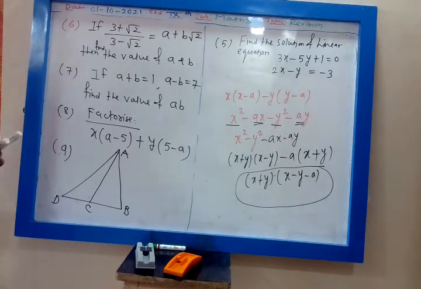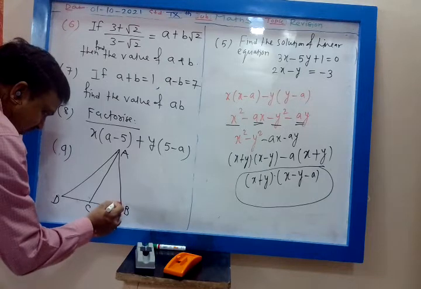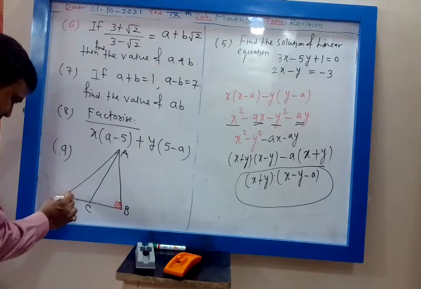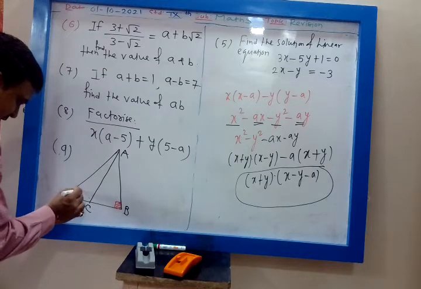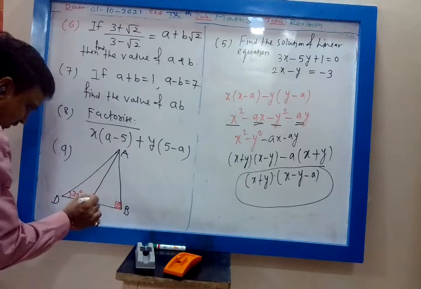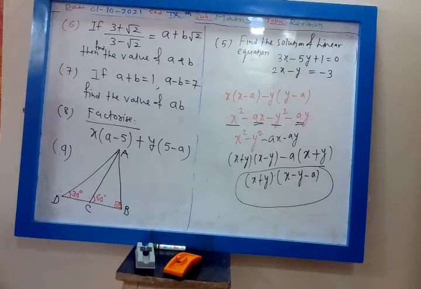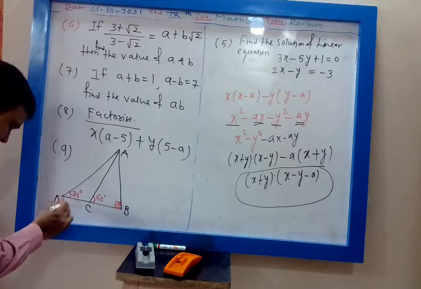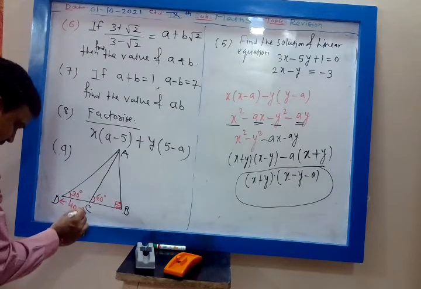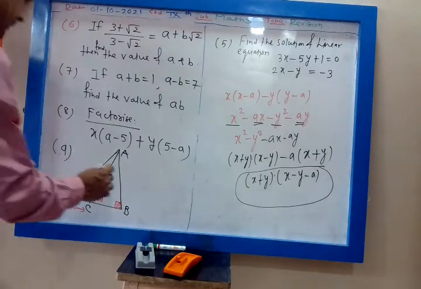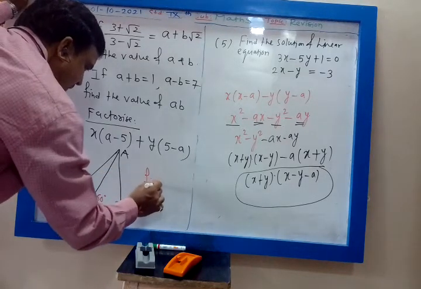B is given 90 degree. Then D is 30 degree. C is 60 degree. And CD is 40. Find AB.